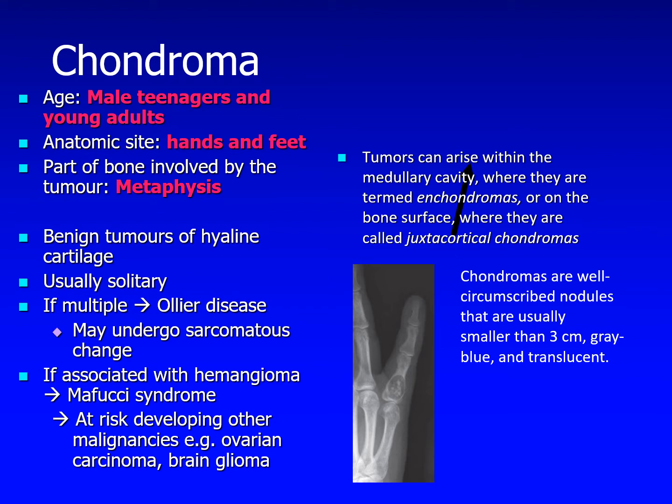It usually affects male teenagers and young adults. It's usually seen in the hands and the feet, and it involves the metaphysis. Usually it's a solitary tumor, but if it's multiple, it is associated with Ollier disease, and this may undergo sarcomatous change. If it is associated with hemangioma, it is Maffucci syndrome, and people with Maffucci syndrome are at risk to develop other malignancies such as ovarian carcinoma and brain glioma.